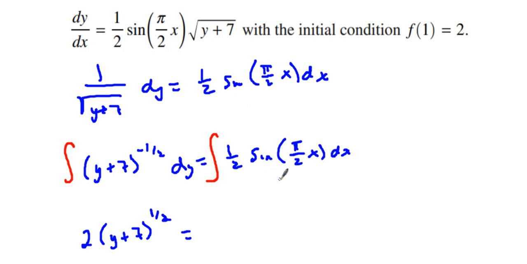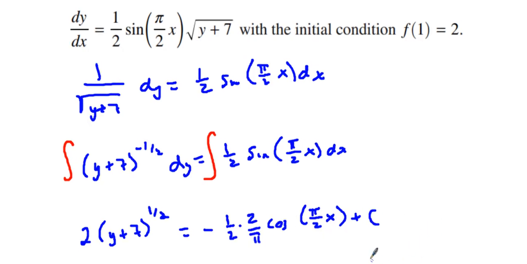What's the integral of sine? It's negative cosine. So I get negative 1/2 cosine of pi over 2x dx. Watch out for the opposite chain rule. We're going to have to take the derivative of this pi over 2x. We're going to have to take the reciprocal of that, which means 2 over pi plus c right here.